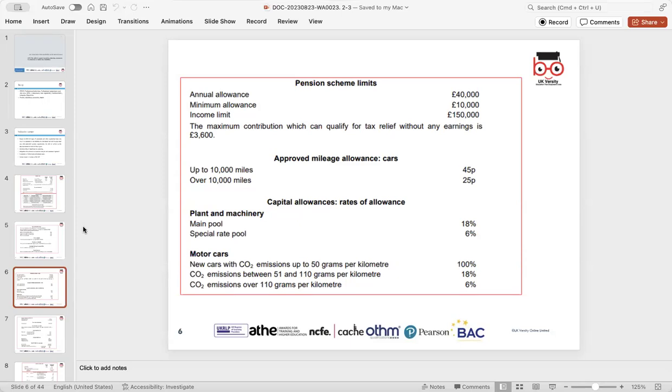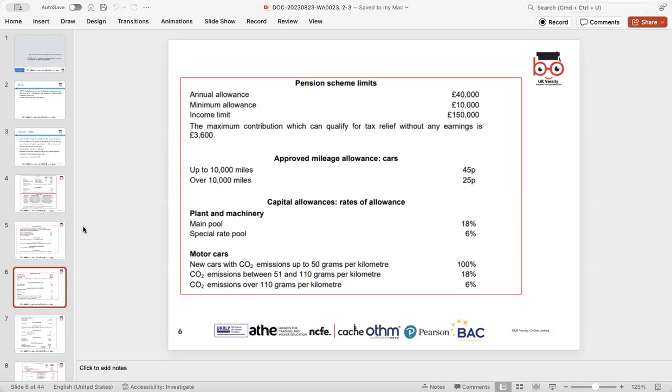Moving on to capital allowances, which are deductions businesses can claim for certain types of expenditures. For plant and machinery, the main pool allowance is 18%, while the special rate pool allowance is 6%.